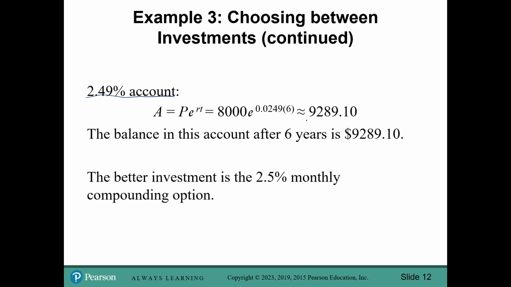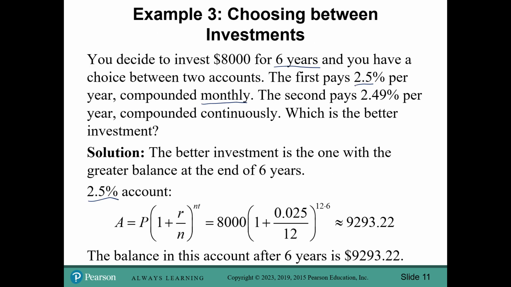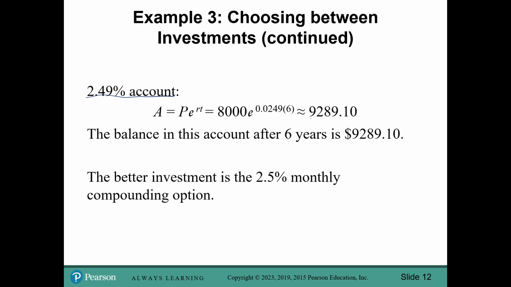When we calculate this out, after those 6 years we have $9,289.10. So the balance on this account after 6 years is $9,289.10. Okay, now let's flip back. Compare the two numbers: 9,293 versus 9,289. Of course, you got some cents in there as well, but I think we can clearly see that the better investment here is the 2.5% monthly compounding option.